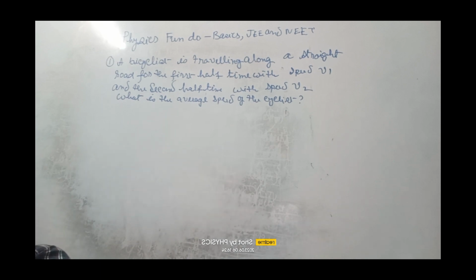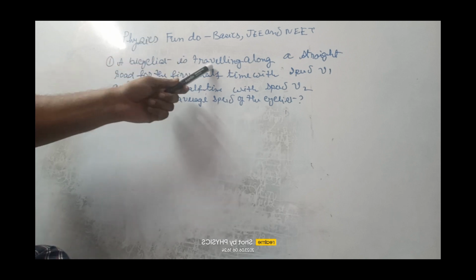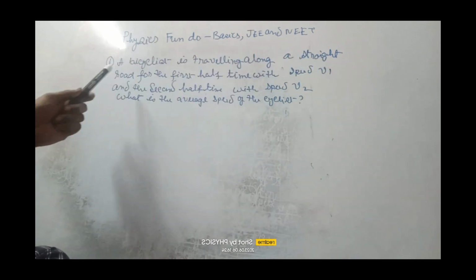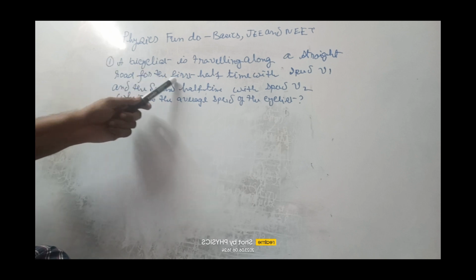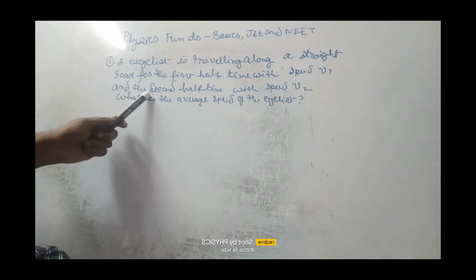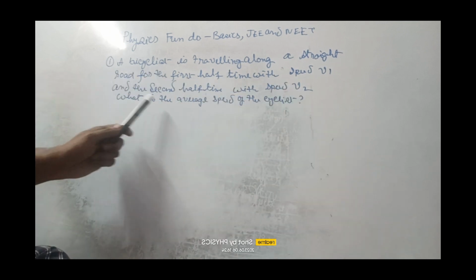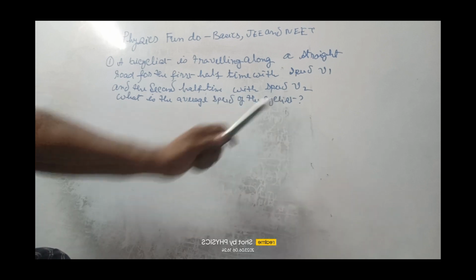Today we will discuss simple problems regarding basics for JEE and NEET. Here we will take a problem, the uniform motion. A bicyclist is traveling along a straight road for the first half time with the speed v1 and the second half time with the speed v2. What is the average speed of the cyclist?